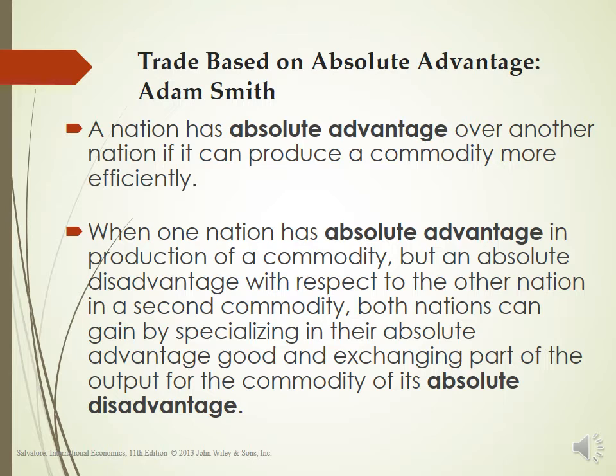This increase in the output of both commodities measures the gains from specialization in production available to be divided between two nations through trade. A nation has an absolute advantage over another if it can produce a commodity more efficiently. When one nation has an absolute advantage in production of one commodity, but an absolute disadvantage with respect to the other nation in the second commodity, both nations can gain by specializing in their absolute advantage good and exchanging part of the output for the commodity of its absolute disadvantage.